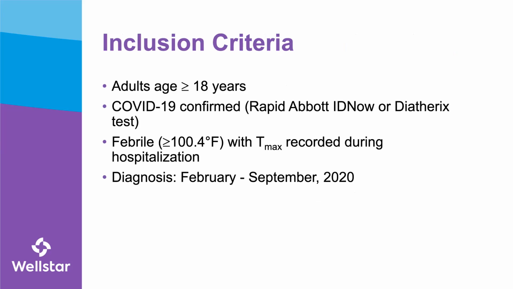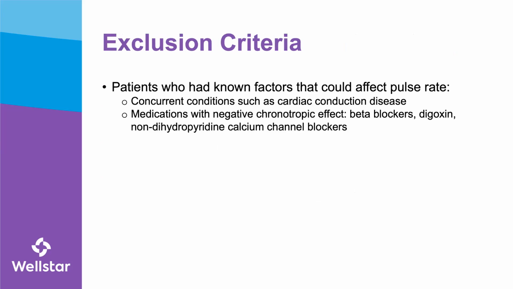Our inclusion criteria were adults age greater than or equal to 18 years, COVID-19 confirmed either through rapid Abbott ID NOW or DiaSorin test, febrile patients greater than 100.4 with a Tmax recorded during hospitalization, and diagnosis between February and September of 2020. Exclusion criteria included patients who had any known factors that could affect pulse rate, such as concurrent conditions with cardiac conduction disease or medications with negative chronotropic effects, such as beta blockers, digoxin, and non-dihydropyridine calcium channel blockers.